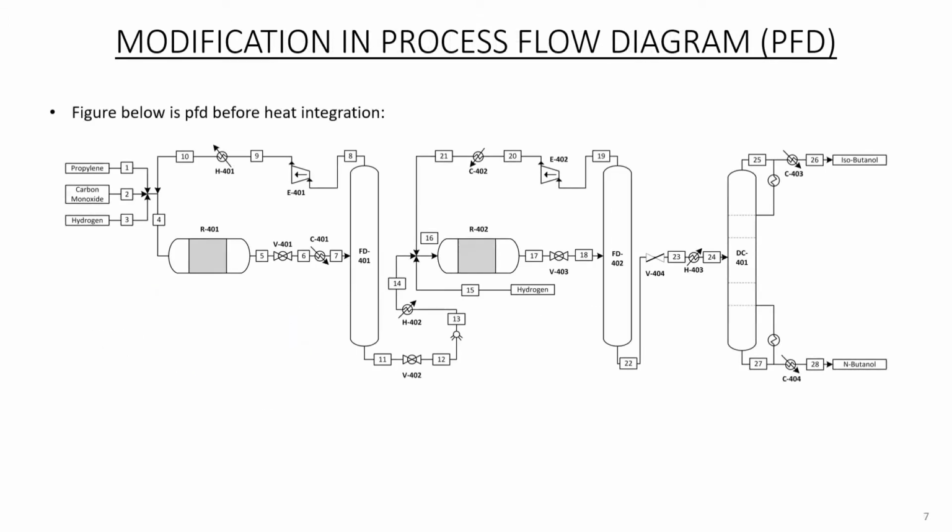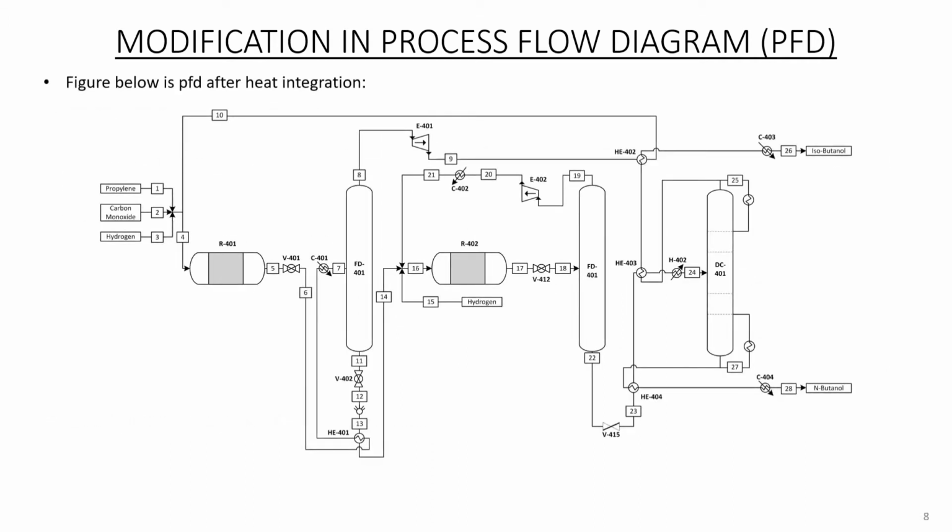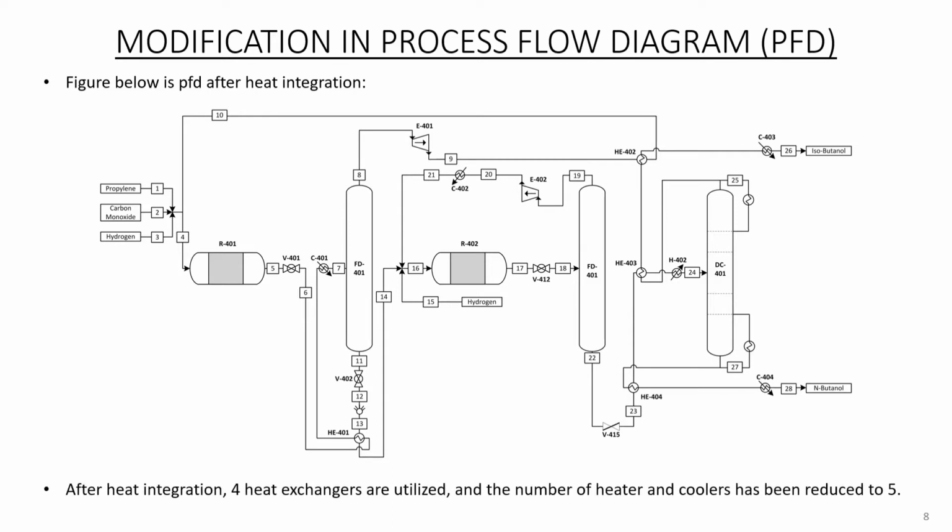Figure below is process flow diagram before heat integration. It can be seen that initially there are a total of 7 heaters and coolers. Next, figure below is the process flow diagram after heat integration was done. After heat integration, 4 heat exchangers are utilized and the number of heater and coolers has been reduced to 5 as shown in the figure above.